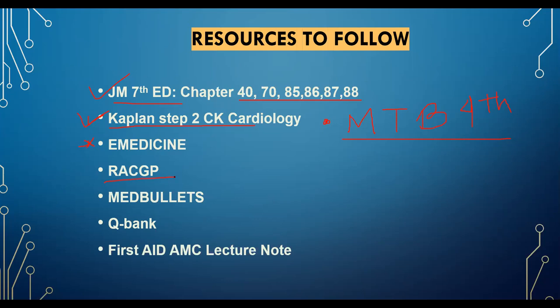After that, RACGP is also important because it's an Australian guideline. So you can search by writing anything, like if you want to know about myocardial infarction, write myocardial infarction RACGP guideline, and Google will show you the RACGP guideline for myocardial infarction. This is an Australian guideline, so it's a very important website to follow. There is one USA resource, which is Medbullets. It's not very detailed, but it shows you just the important things that you need to know. And it's very, very good.